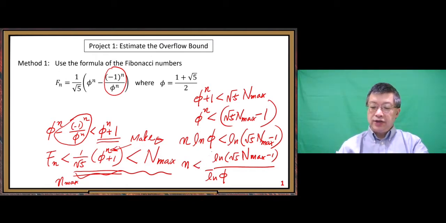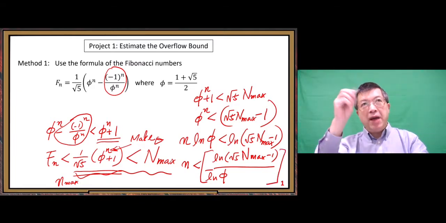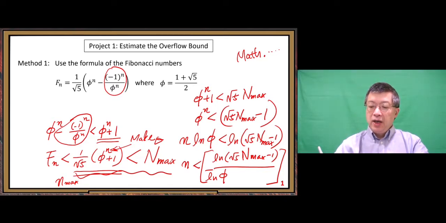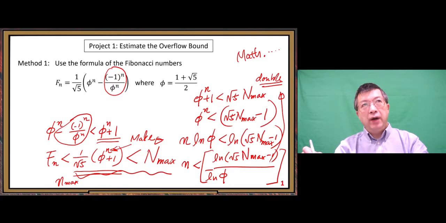This expression you can calculate using methods in math. In Java, there are math methods to do the calculation. Don't worry about overflow in the calculation, because when you do this calculation, you use the double type. For the double type, the range is much higher than the long integer.